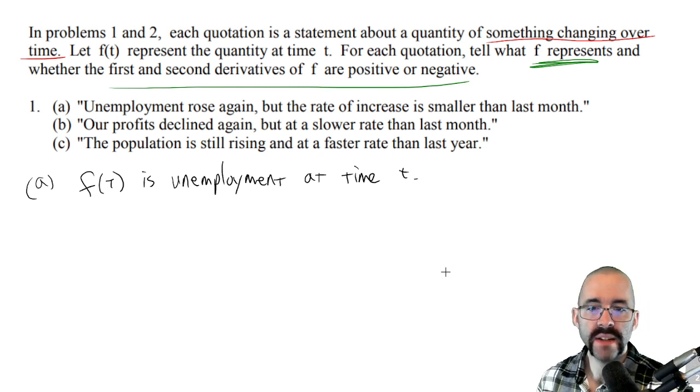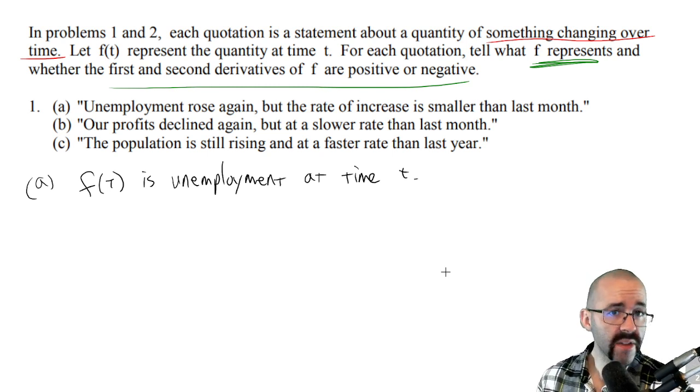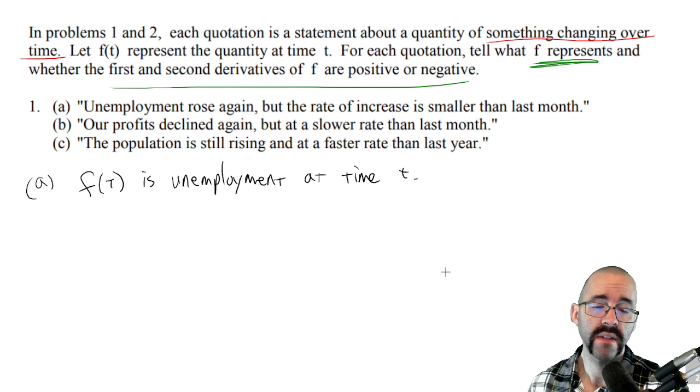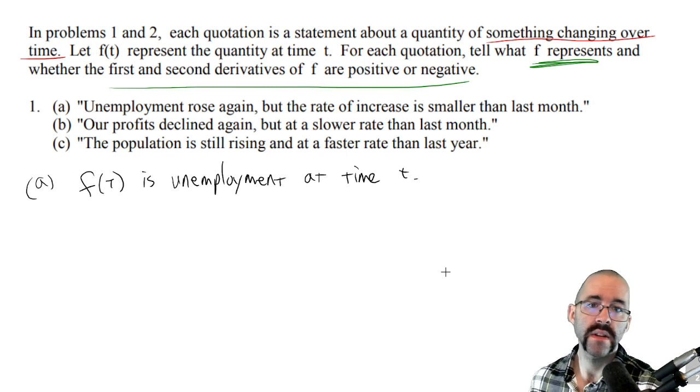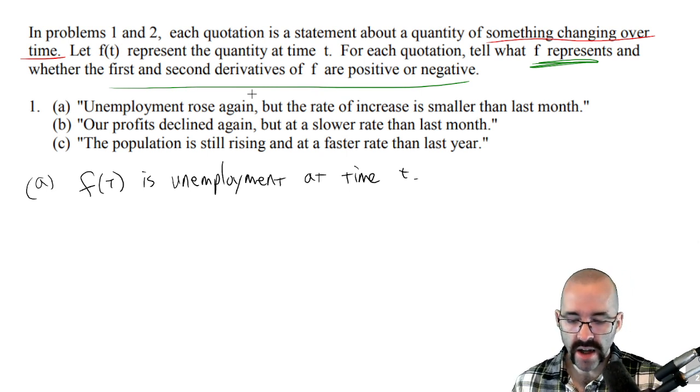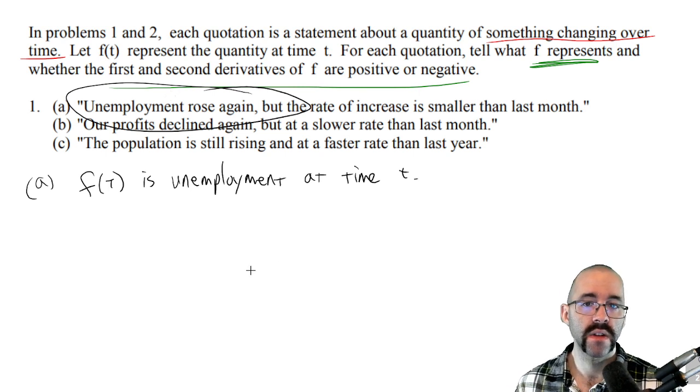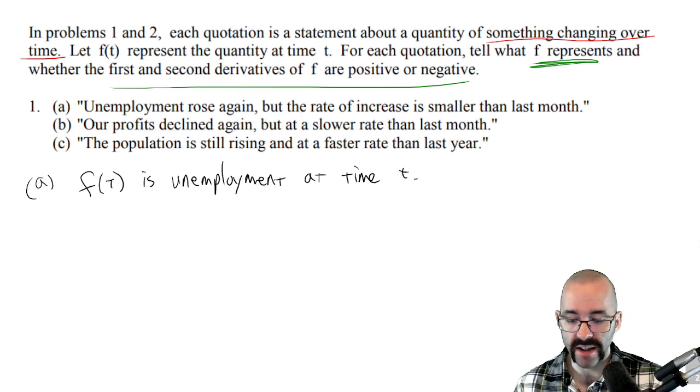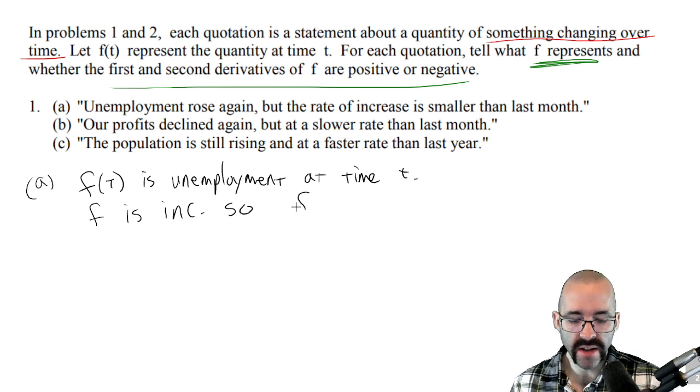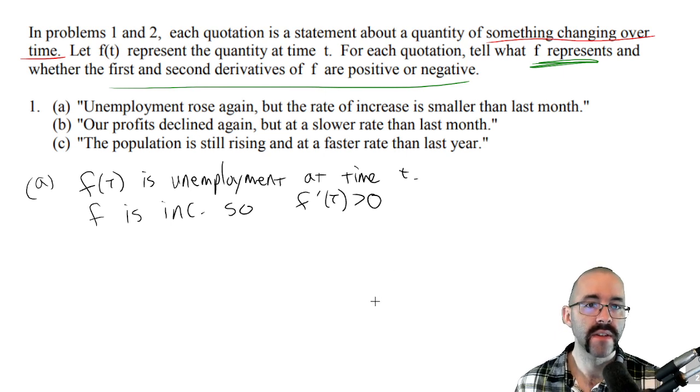Is f prime positive or negative? Is the second derivative positive or negative? Well, it's unemployment rose. Unemployment is rising. f is rising. f is increasing. What does that tell us about f prime? That tells us that f prime is positive.